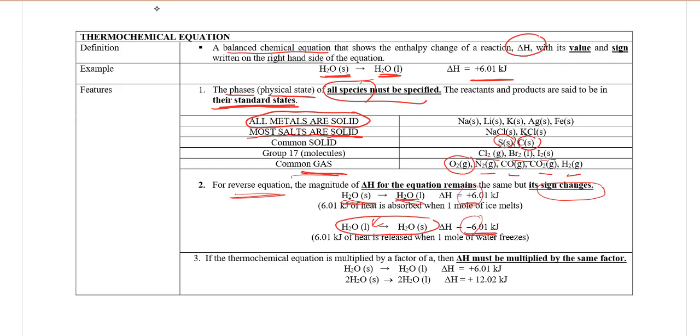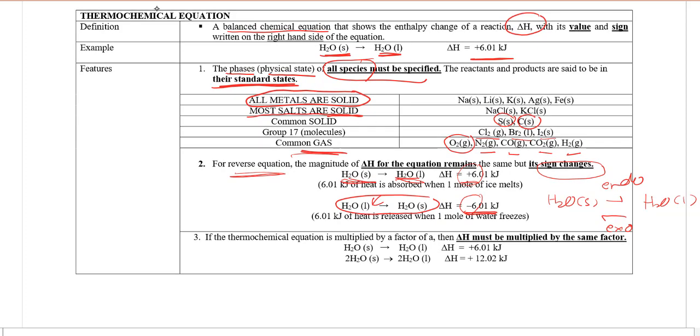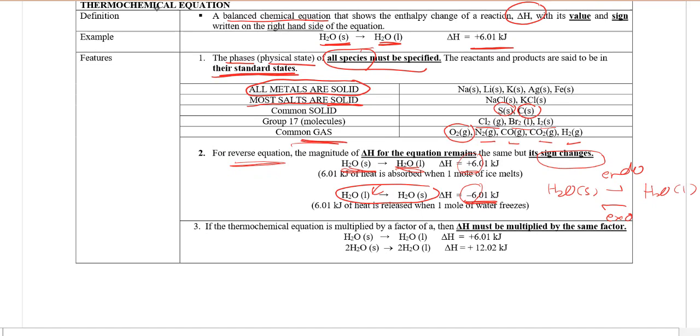Okay. So it means that from ice to become water, this one is endo. So from water to become ice, this one is exo. Same value but different sign. Okay, and then for thermochemical equation, when you multiply by a factor, delta H will be multiplied by the same factor. Okay, so for example, here you multiply by 2, so delta H will be multiplied by 2.